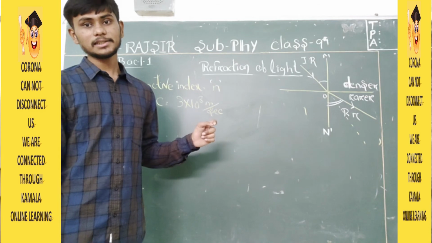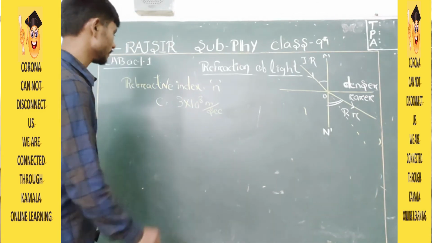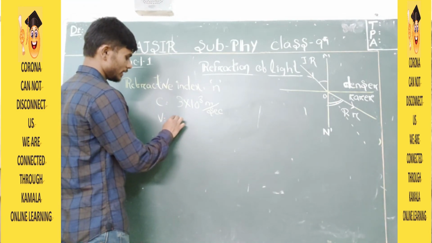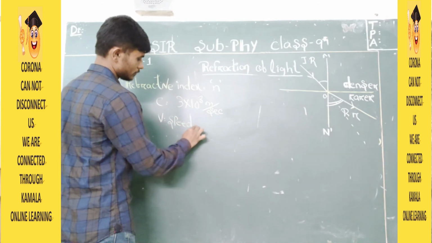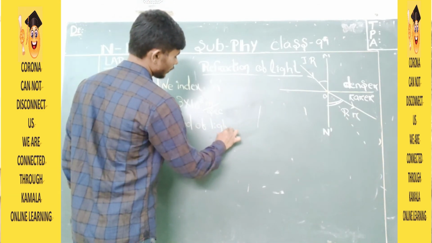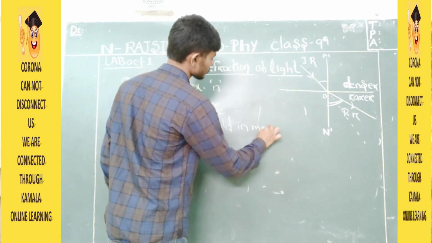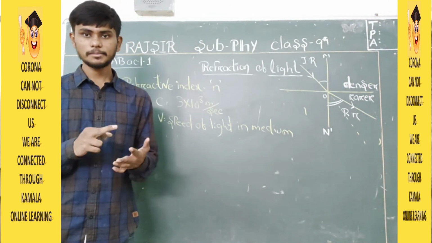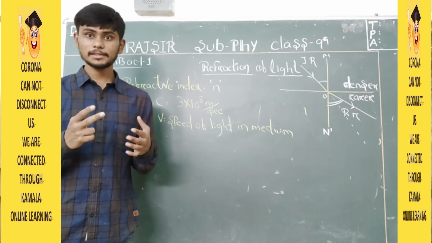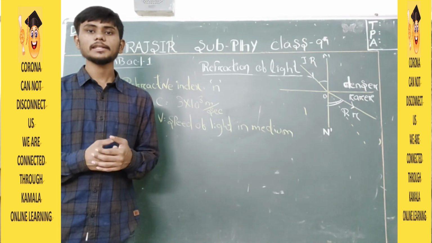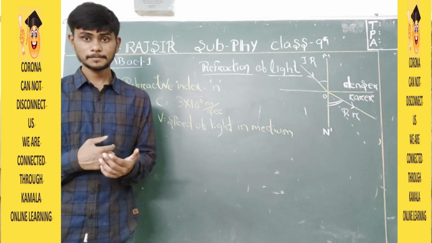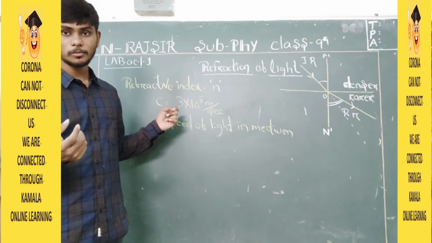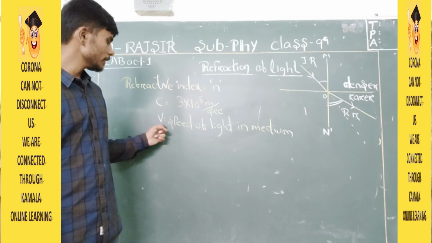And what will be the symbol for speed of light in another medium? That is v. v means the speed of light in a medium. Any other medium you can take, like glass, kerosene, benzene, quartz or water. In these, the speed of light differs, and that will be taken as v. But the speed of light in vacuum or air is always c. The rest will all be taken as v.